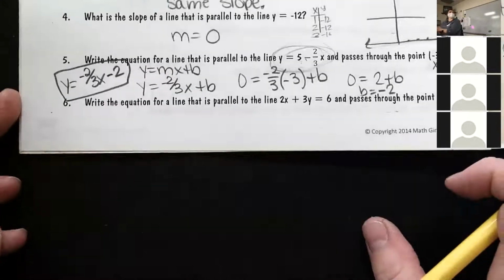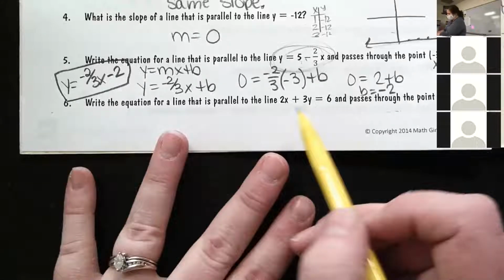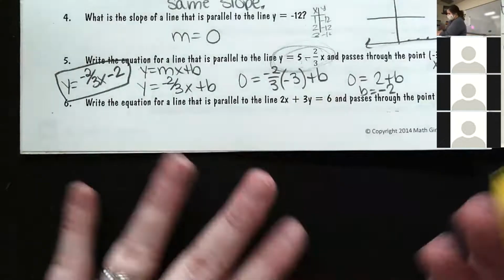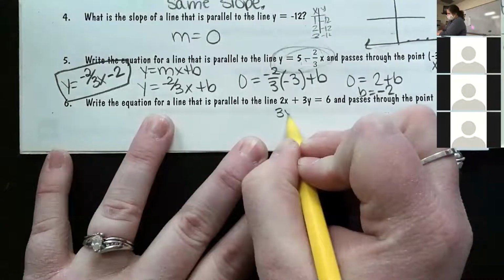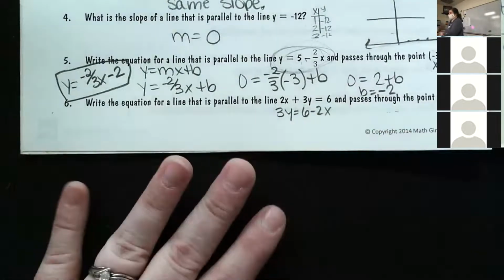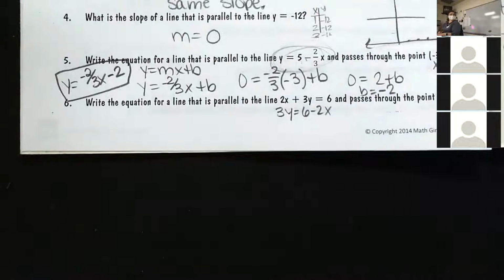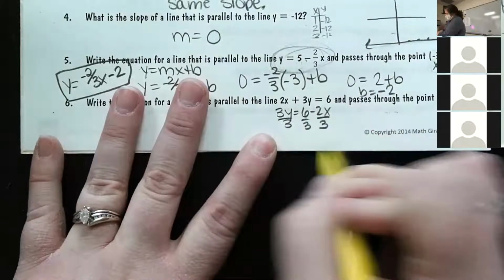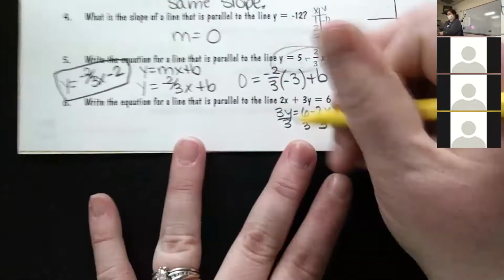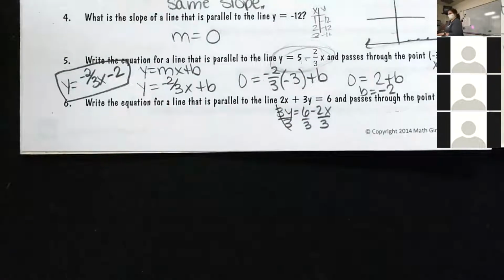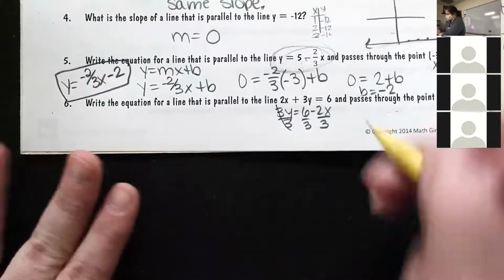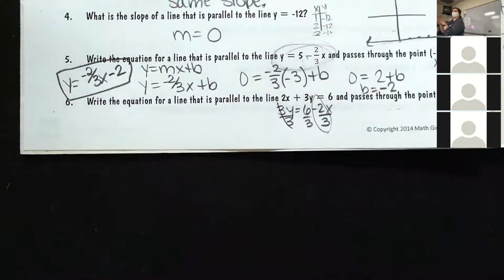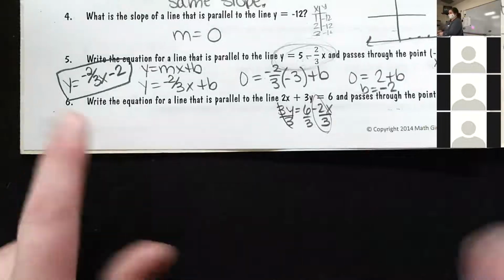Number 6 says write an equation of a line that's parallel to this. Well, is this in my favorite form? No. Move these things over. So I have 3y equals 6 minus 2x, right? Is it in my favorite form now? No, what do I need to do? Divide by 3 on every single darn thing. So what is the m there? -2/3. Thank you. The number in front of the x. Remember, that's the one that's married to x, I always say. It's right next to it.